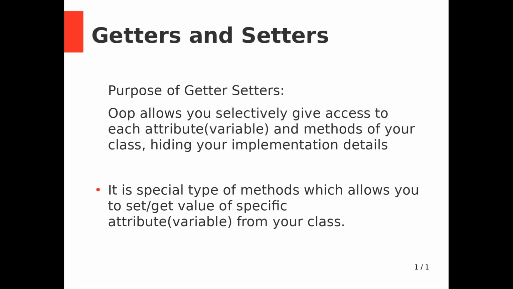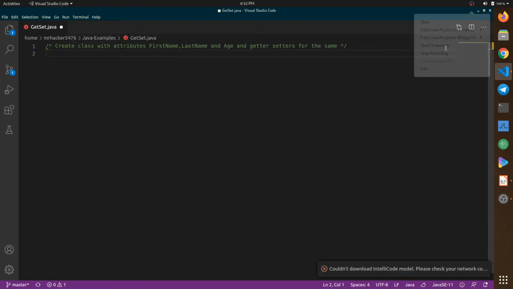The purpose of this is that object oriented programming allows you to selectively give access to each variable and method, and by doing so you can hide your implementation details, rather than leaving all of your methods and variables public or default. So let's see the actual implementation of this in our example.